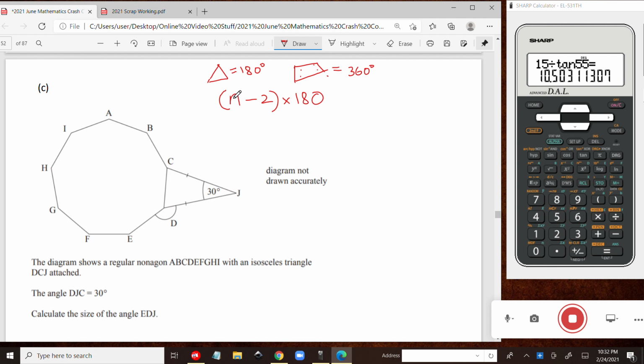A triangle has three sides, so that means we can replace the n with 3. n is the amount of sides in the shape we are considering. According to the formula, we always minus 2 and then multiply by 180. 3 minus 2 is 1. 1 by 180 is 180. So the formula actually works. Now let's see what this question is asking us. Calculate the size of angle EDJ.